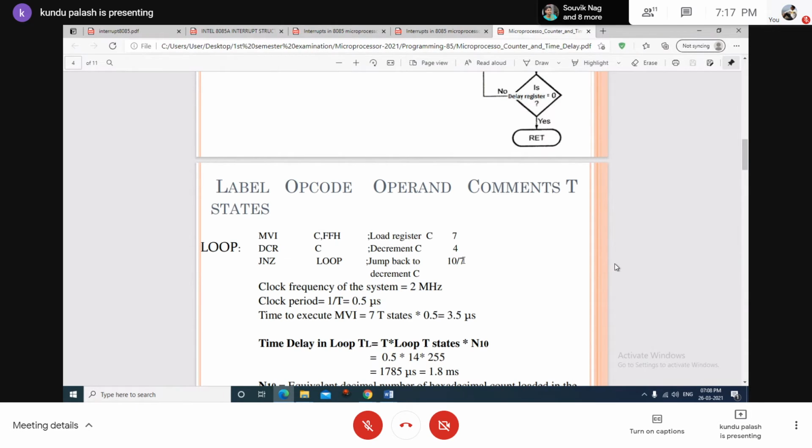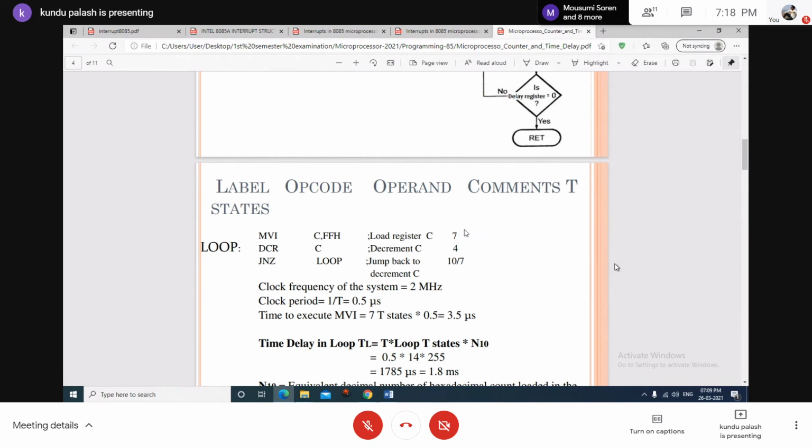What is the meaning? That means when the zero flag is set, it will come out from the loop. Otherwise, if the zero flag is reset, it will branch to the DCR instruction. That means upon trueness or falseness, the T states will be different. When the zero flag is set, 10 T states will be consumed to execute the instruction, but when the zero flag is reset, only 7 T states will be consumed.